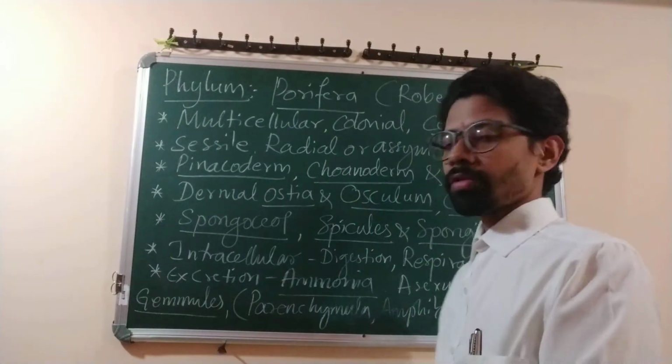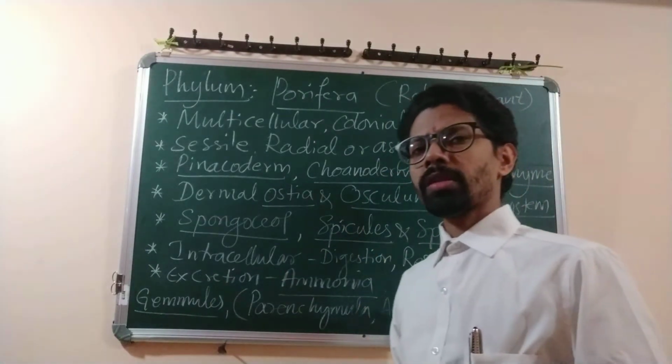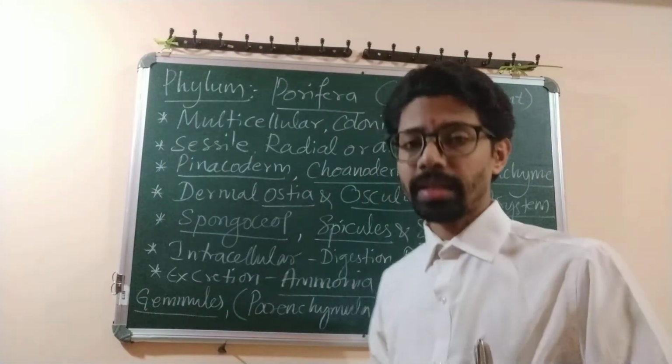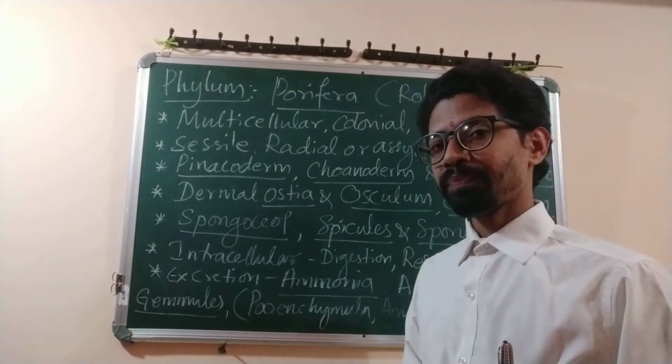Okay. Next, my dear students, coming to the next point here, that is, they are asymmetrical. Asymmetrical means there is no fixed symmetry. Random arrangement of internal structures is there, and that's why we call it as asymmetrical.